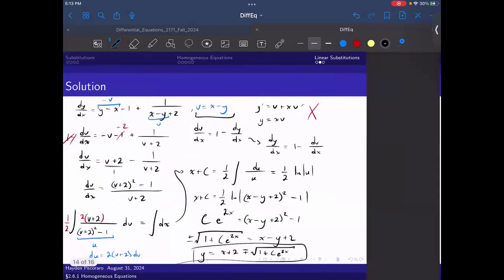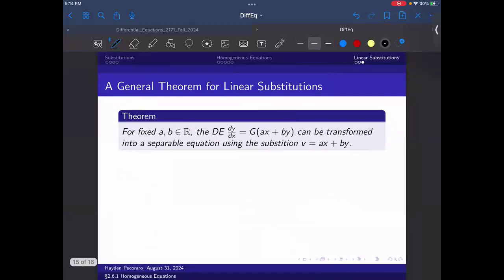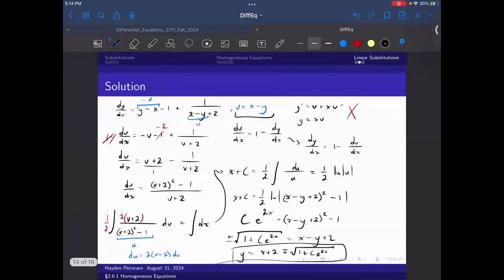I had a theorem here that I wanted to cover, but it just says that you can turn this into a separable equation. So it's the same as before, and we'll come back and do some more stuff on Thursday. Thank you.